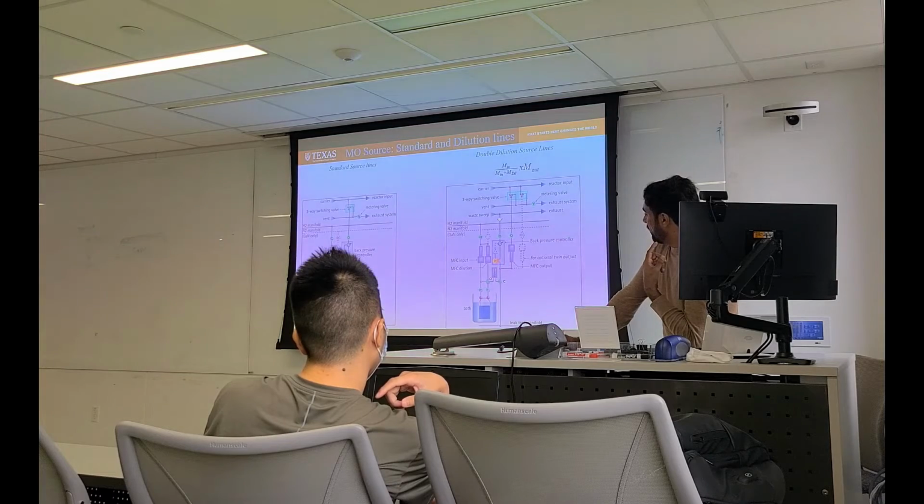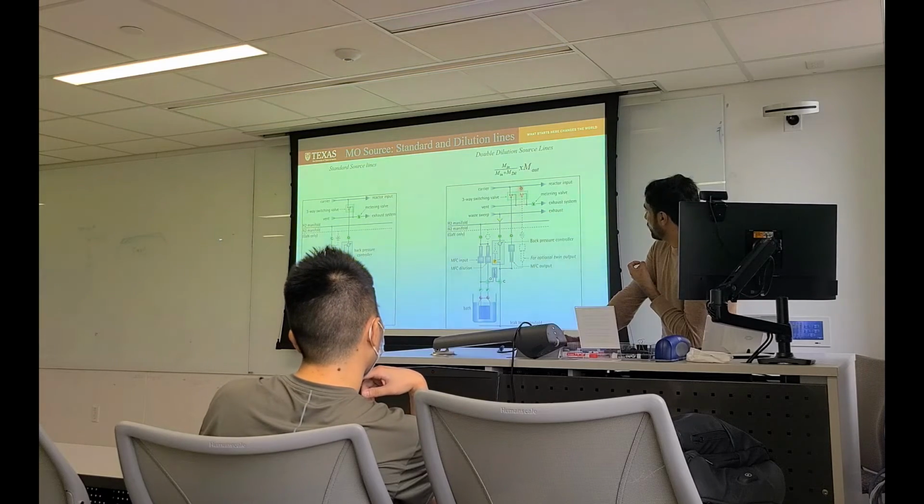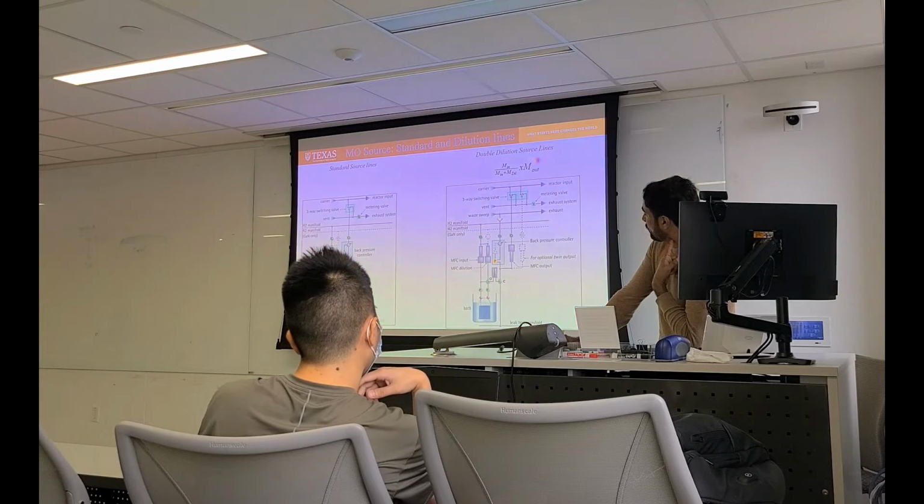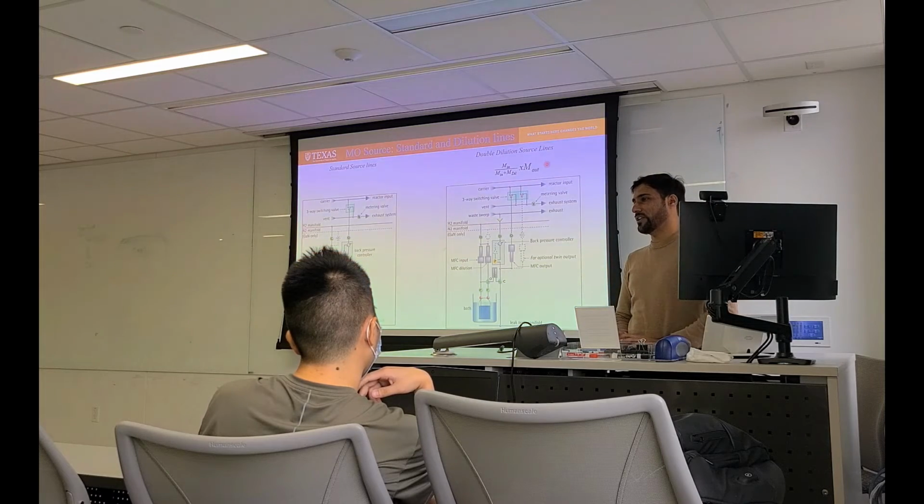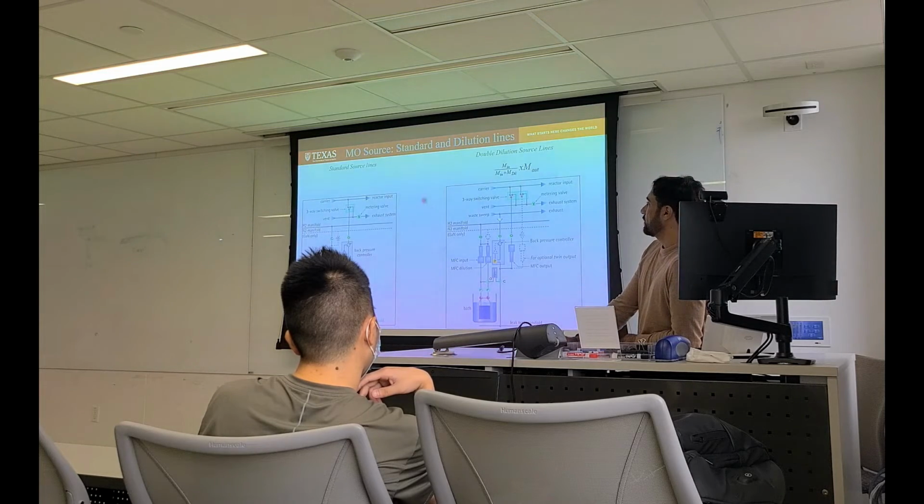Then suppose from 40 SCCM you need 20 is gone to the baseline, then 10, 20 is going to the reactor. Okay. So this is the purpose of the dilution line. Then this formula is used to calculate how much molar flow you need inside the reactor, so you can control it through your recipe. Any question for this?